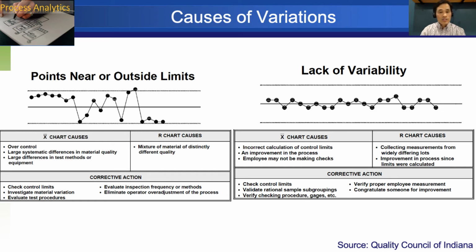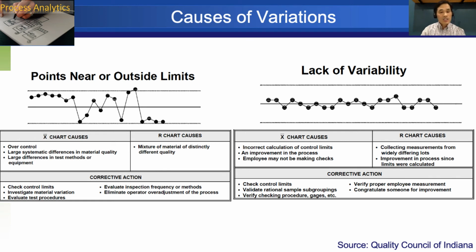Fourth situation is lack of variability. Again, we have the center line. It looks very good because the dots are not approaching the boundaries at all. So it looks very good. However, the variation is very small. And why is that the case?